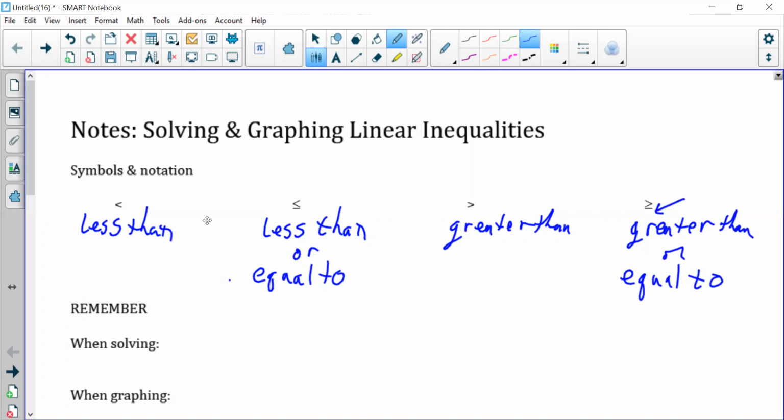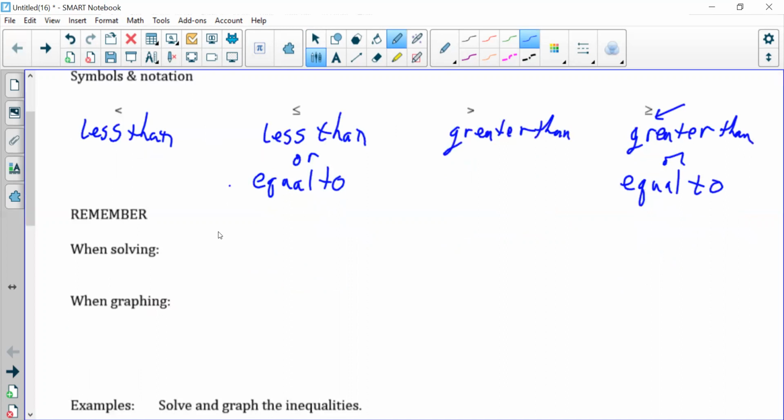All right, things to remember. When solving, we want positive x's. It's really hard to graph if you've got a negative x is greater than, equal to, or less than something. Another thing that will help you is put your variable on the left, whether it's x, y, or whatever. When we have equations with equal signs, it doesn't matter whether it's on the left or the right, but for graphing inequalities, you want the variable on the left.